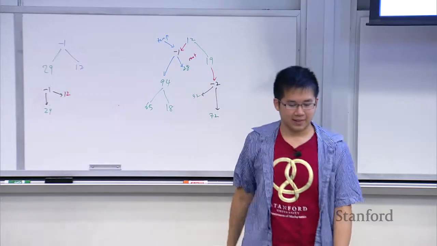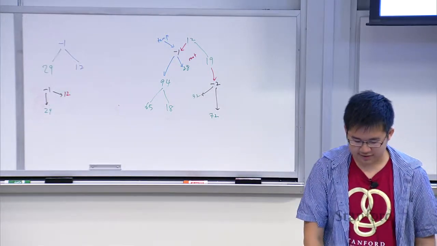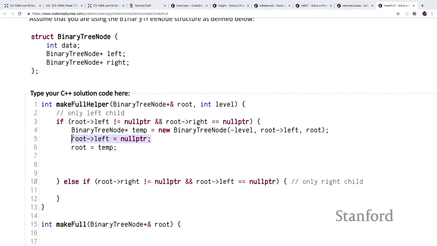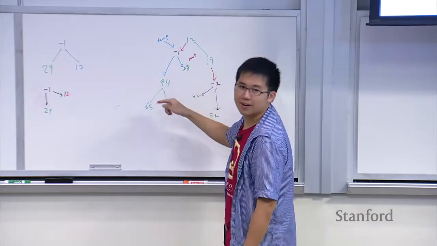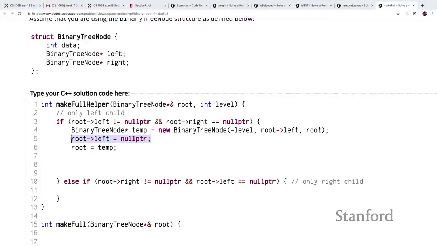Okay, great. This line over here is very important. I think during this actual exam, like 70% of the students forgot this line. If you forget this line, then you have 28 still pointing to 94. That kind of messes up your tree. You do need a temp variable here. I don't think there's a way around it, because you have to insert this line between declaring temp itself and setting root equal to temp.